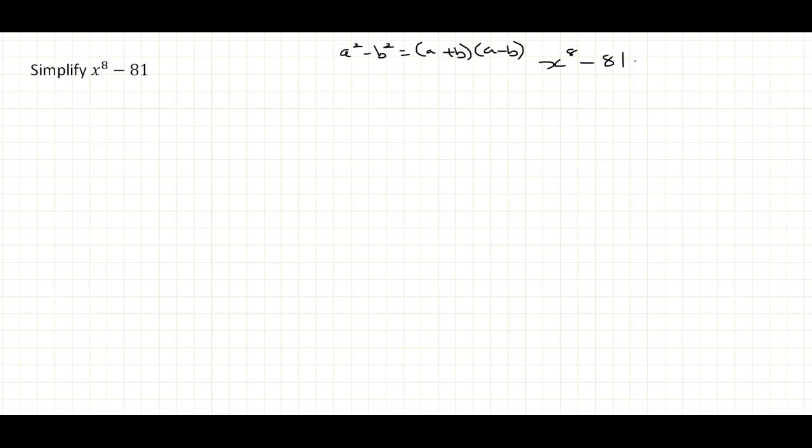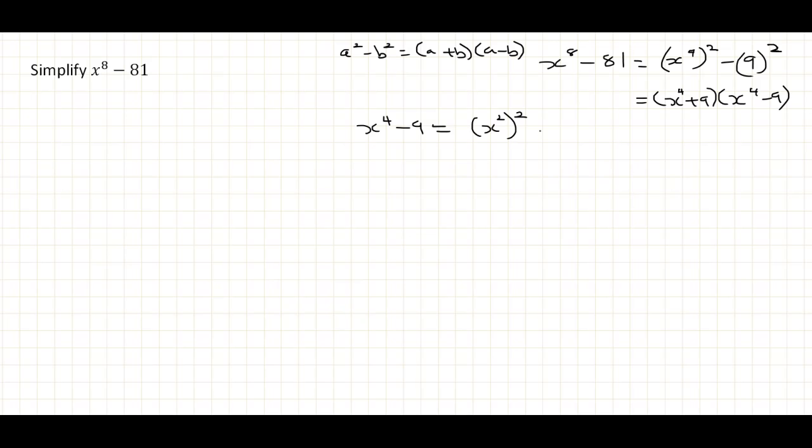And so this now becomes x to the fourth power squared, minus 9 squared. So 9 to the second power. So this is going to give me x to the fourth power plus 9, and then x to the fourth power minus 9. So now we have x to the fourth power minus 9. This is also a difference of two squares. This is going to be x squared squared minus 3 squared.